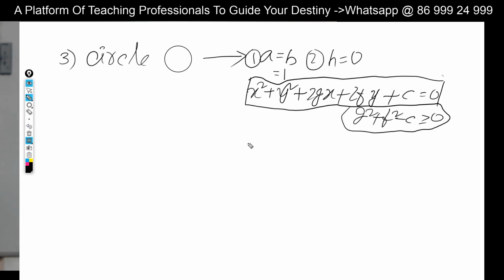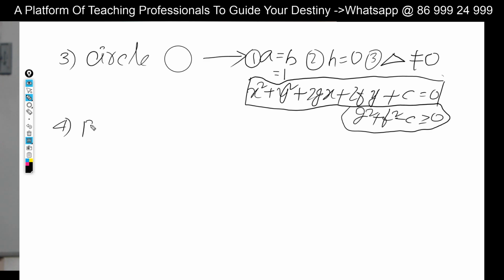And very importantly, I've forgotten in fact, third one, your delta must be non-zero. Then only this applies. Delta is 0 only for the pair of lines, please.